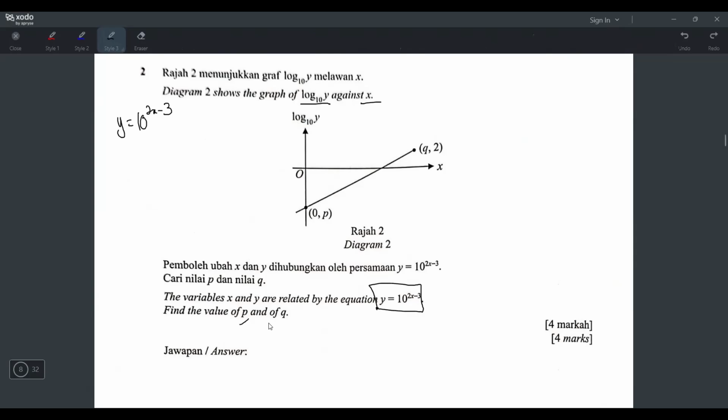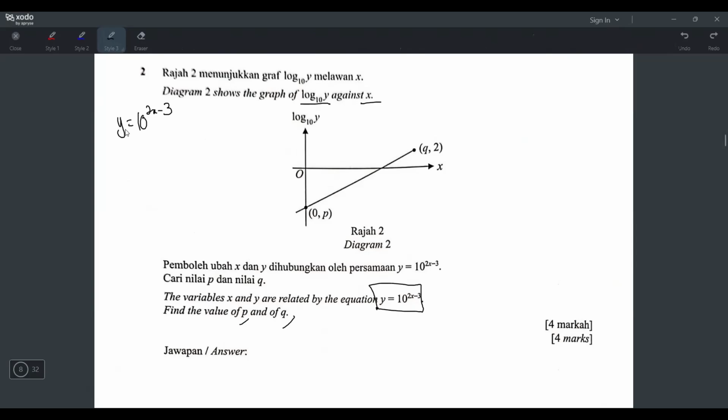Before you find the value of p and q, you first need to change this equation to linear form. Remember, when you do linear law, doesn't matter if it's paper 1 or paper 2, you always start with this step, which is to change the equation to linear form. In paper 2, you are going to draw the graph yourself on graph paper. But for paper 1, they will draw a simple version for you, just like this. It doesn't matter, paper 1 or paper 2, you always change the equation to linear form, always.